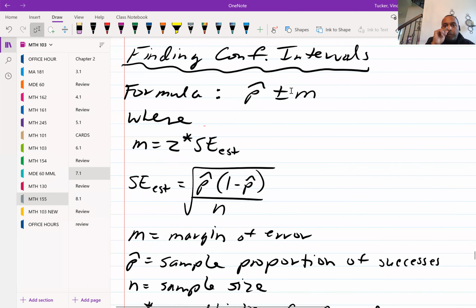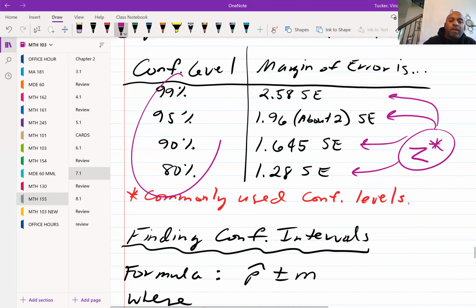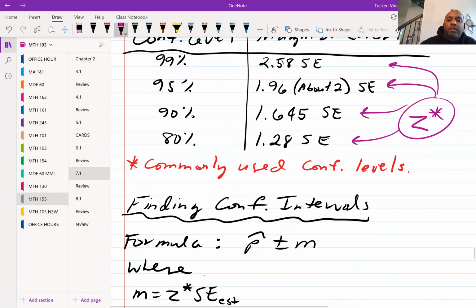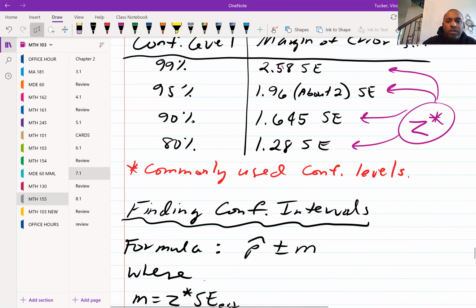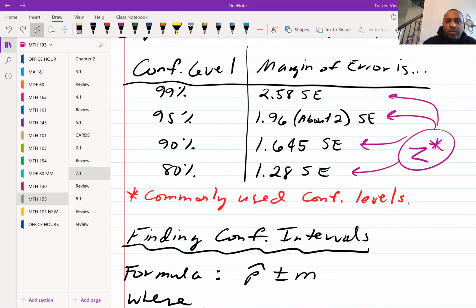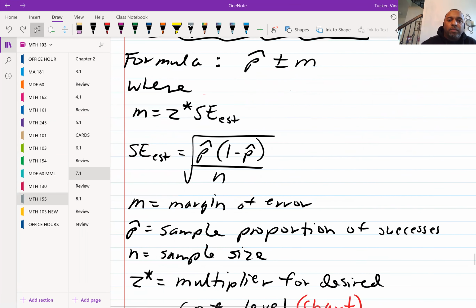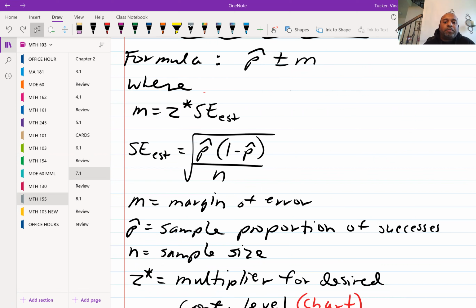So let's look at finding these confidence intervals. The formula is right here, P hat plus or minus M. M is going to be our margin of error. Don't forget P hat is your sample proportion. So the way we calculate our margin of error is by taking that Z asterisk. And that's what we're talking about from here. So they're going to tell us the confidence level that they want to have. And then from there, that means we use one of these numbers over here. And then our standard error estimate, take the square root of P hat times one minus P hat all over lowercase n, our sample size.